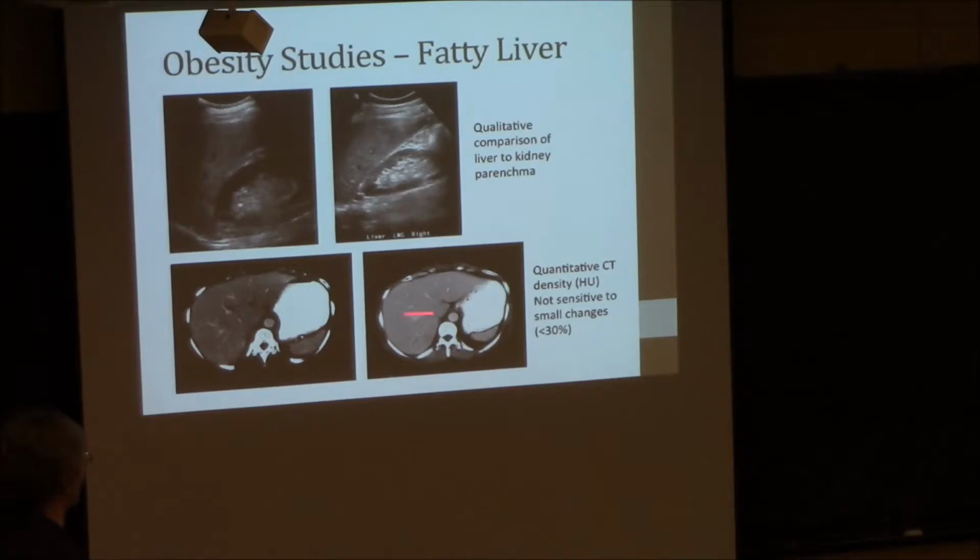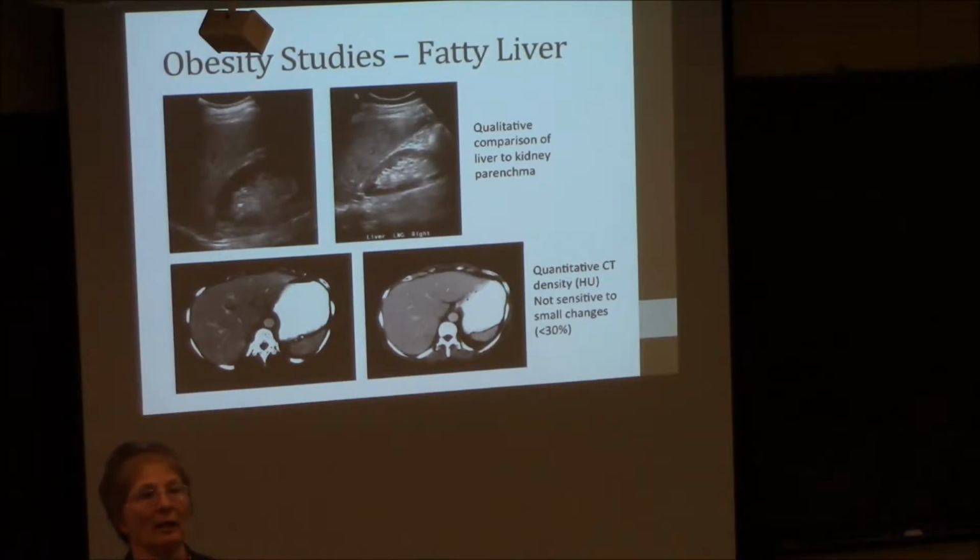Well, then CT came along, and this whole quantitation thing, you could very simply look at a CT and say, if this is normal liver, and you add fat to it, and fat is a lower density, what's going to happen? It's going to lower the density of the liver. So here's a fatty liver, and sure enough, on an exam, it looks a lot darker than a normal liver.